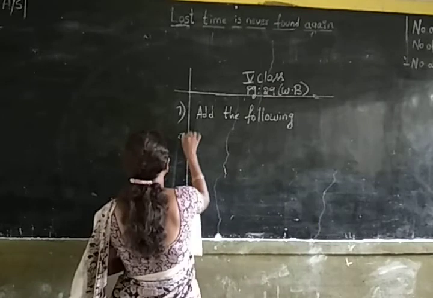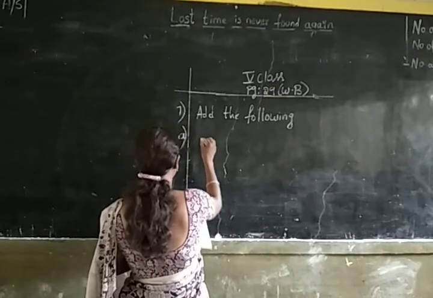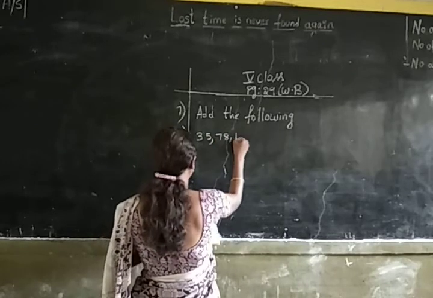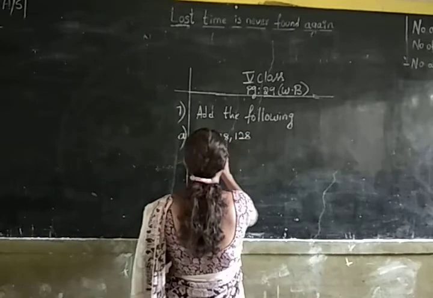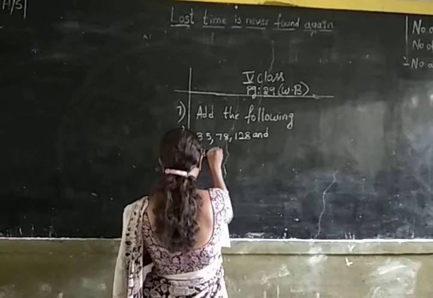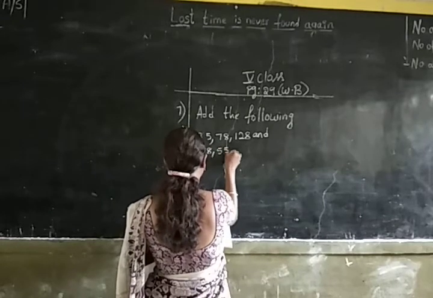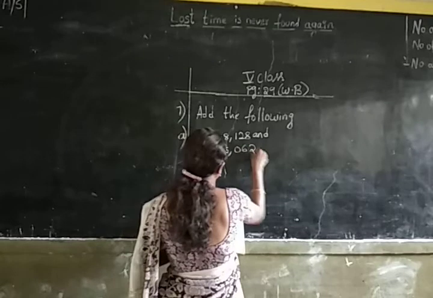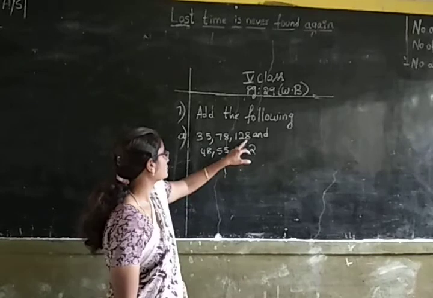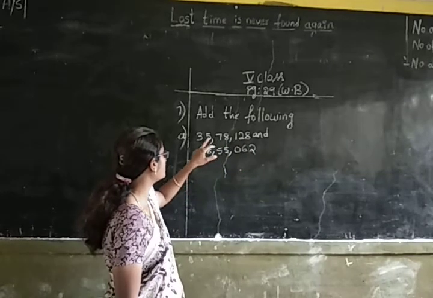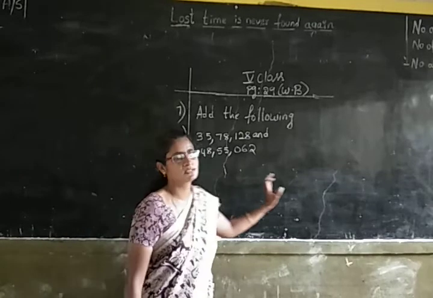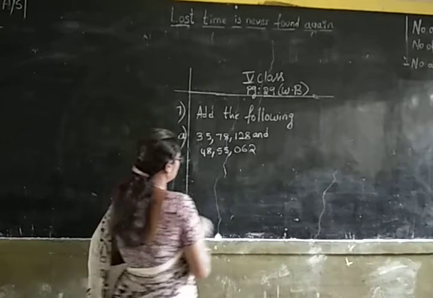Okay, let us do the sum. 35,78,128 and 48,55,062. Okay, children. Now let us add these two numbers. Let us see the places of these numbers: 1s, 10s, 100s, 1000s, 10,000s, lakhs, 10 lakhs. This number is starting from 10 lakhs place. So we have to write down the places up to 10 lakhs.